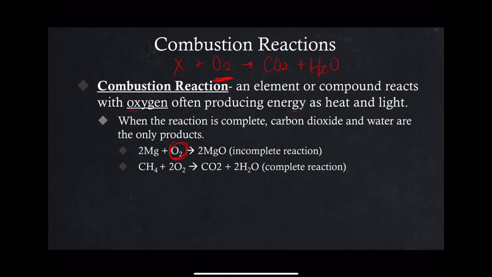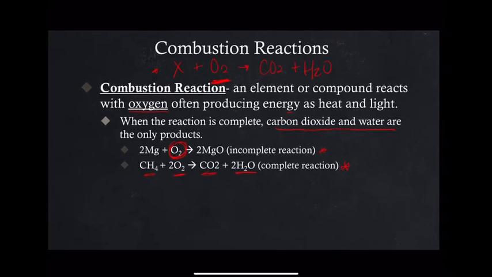So it's going to react with oxygen and produce energy as heat and light. So when it's complete, carbon dioxide and water are the only products. So you see here we've got an incomplete reaction. It doesn't have only carbon dioxide and water. Here is going to be a more complete reaction that's got only carbon dioxide and water. And in that one, you see that it follows this formula. It's got X plus O2 yields CO2 and H2O, okay? So that's pretty typical of a combustion reaction.